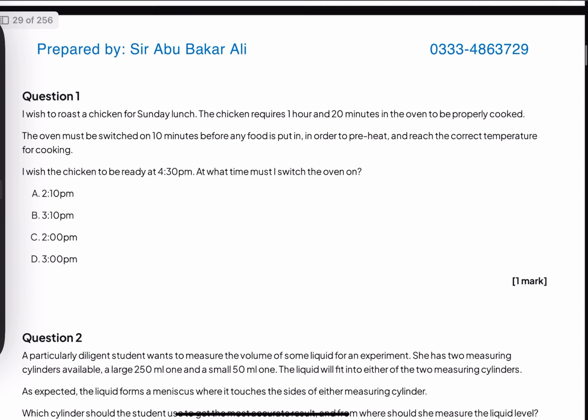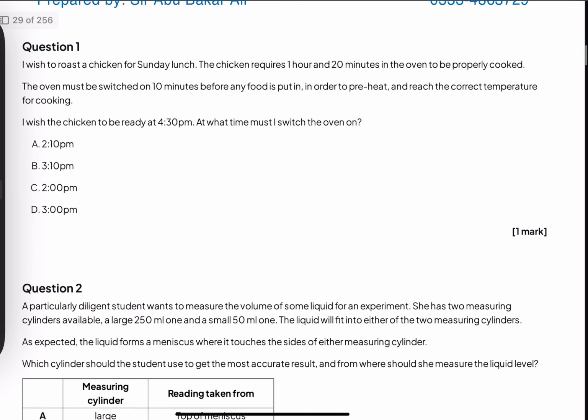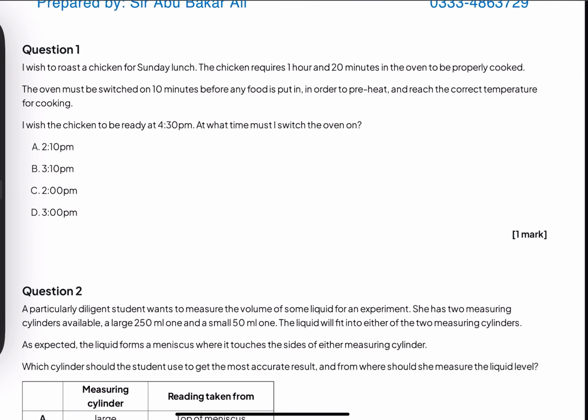The next question. I wish to roast a chicken for a Sunday lunch. The chicken requires 1 hour and 20 minutes in the oven. The oven must be switched on 10 minutes before the food is put in, in order to preheat and reach the correct temperature for the cooking. I wish the chicken to be ready at 4:30. At what time must I switch the oven on?